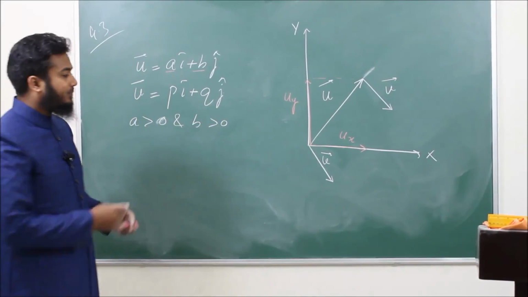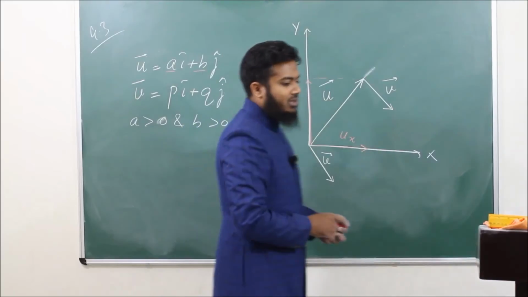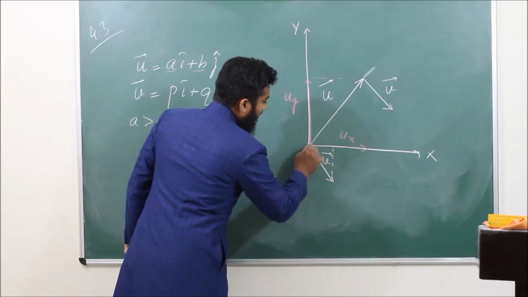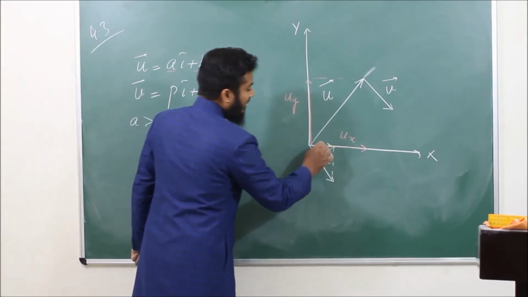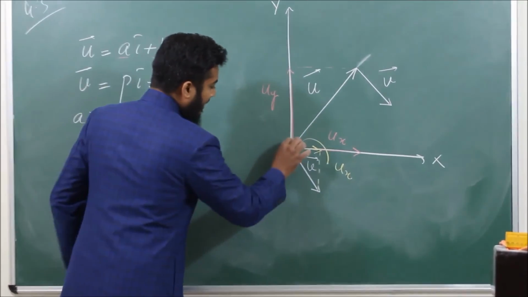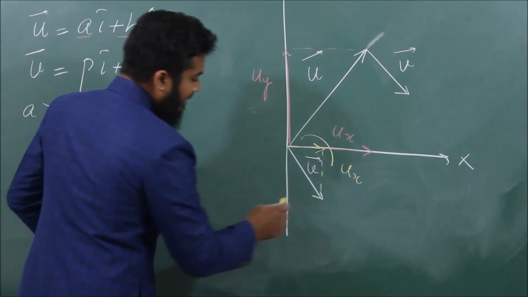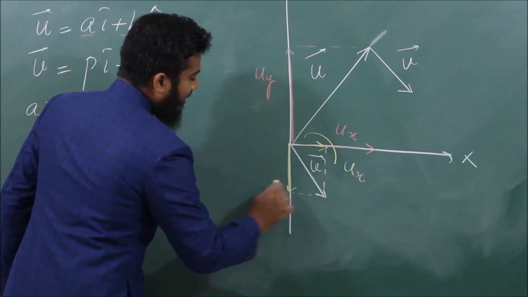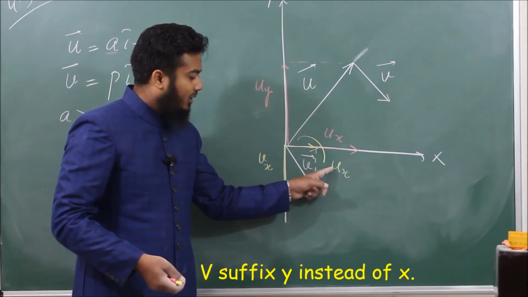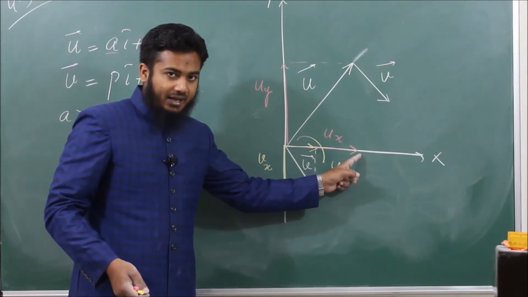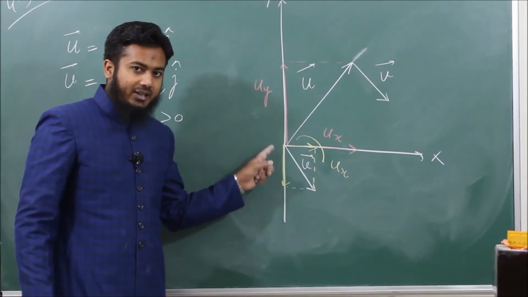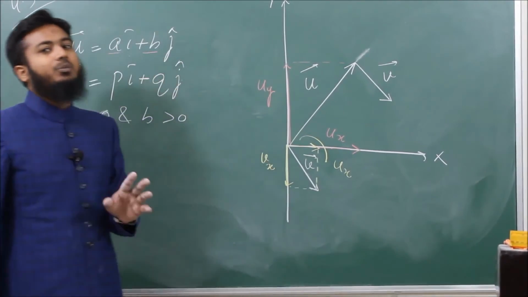And what about v? Let's see. This is the component of vector v, which is vx, and I can draw the negative y-axis. I can extend the y-axis, and this is the y component of the vector v. Clearly you can see that the x component of v is along the positive x-axis. So the x component is positive, and the y component is along the negative y-axis. So the y component is negative.